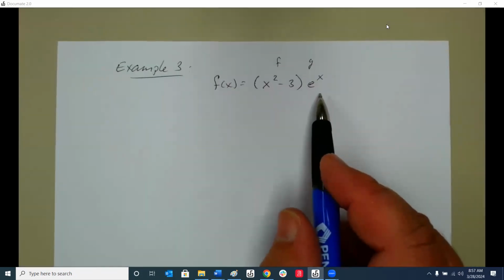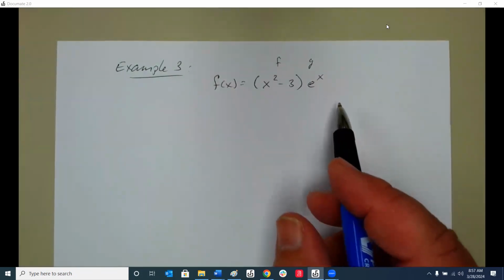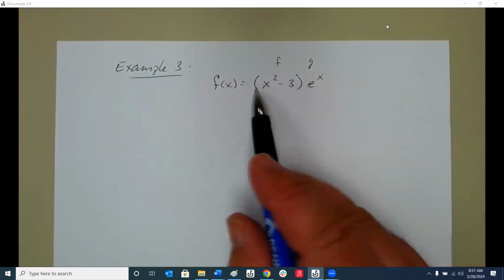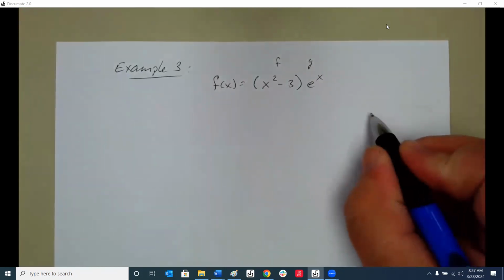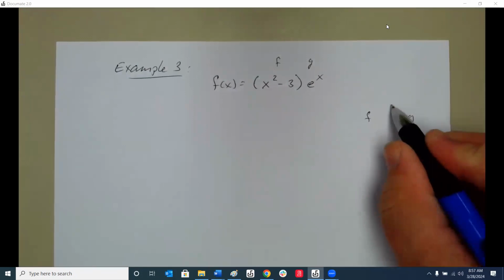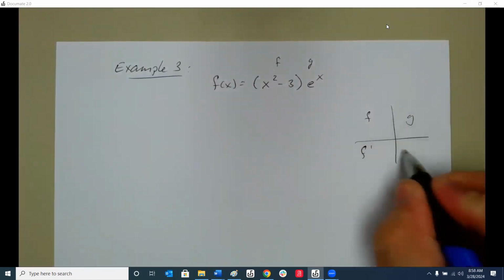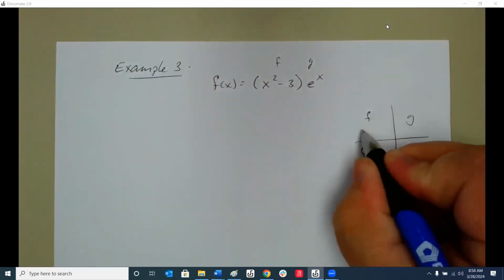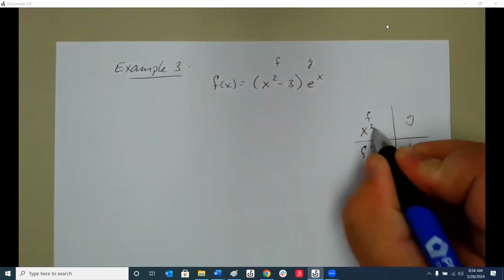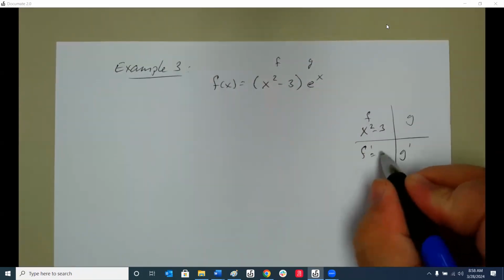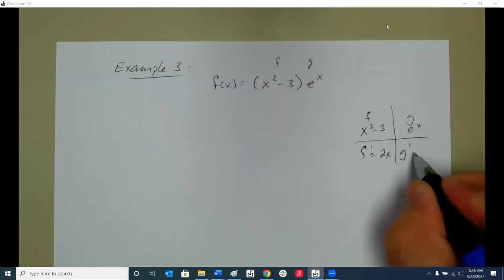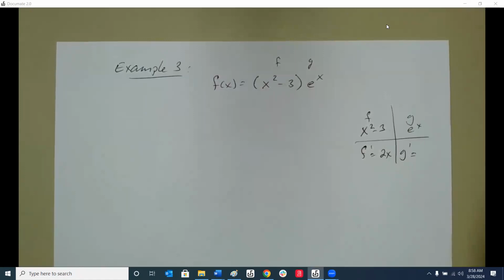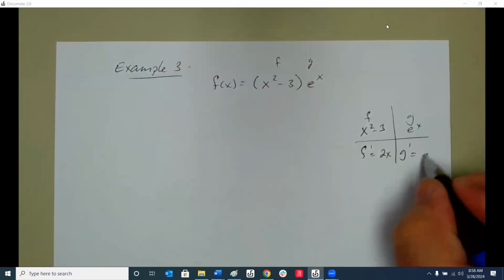Because of the e. No matter what we do, we're going to have to use the product rule. Even if we distribute it, we've got to use the product rule. So I might as well use the product rule with this. So it's x squared minus 3. The first derivative is 2x. e to the x. What's the derivative of e to the x? e to the x.